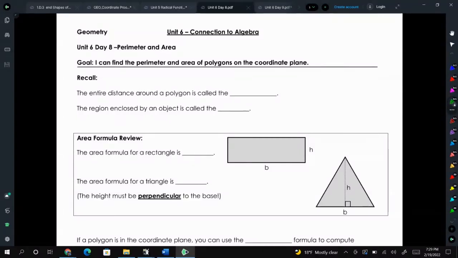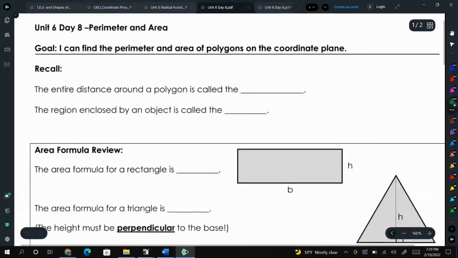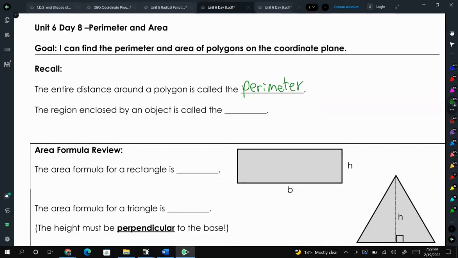In day 8 of Unit 6, we're going to talk about perimeter and area of polygons in the coordinate plane. Now, remember from previous math classes that the distance around a polygon or any shape is called the perimeter. And the region inside the shape is called the area. And today we're going to talk about some of the basic area formulas. And again, you may have already learned these.